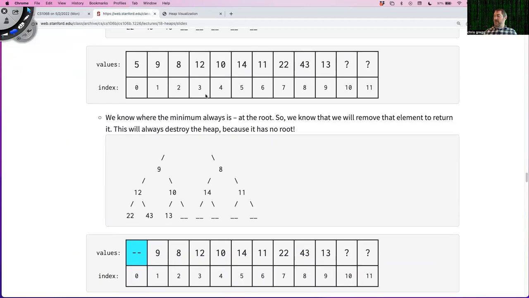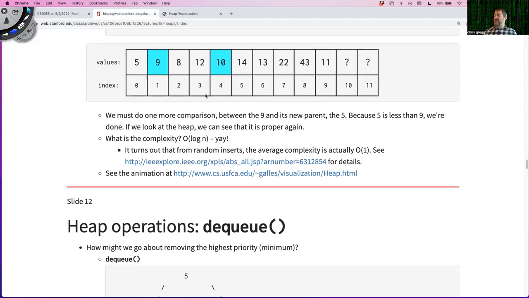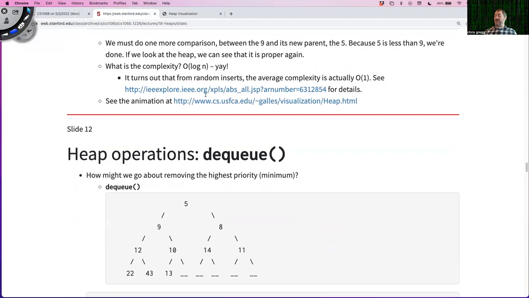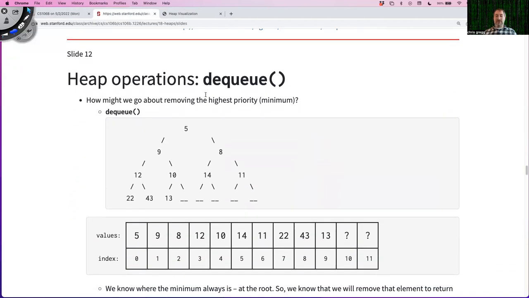Let's see. So we already did that. Let me go down to dequeue. Okay, now this is the one that I want you to spend a minute thinking about, everybody who's here. And if you're watching this on video, pause the video, at whatever 4x speed you're watching it at, and try to figure this out yourself, because it's actually an interesting idea here. If I want to dequeue an element, which element do I get back? I get back the 5.